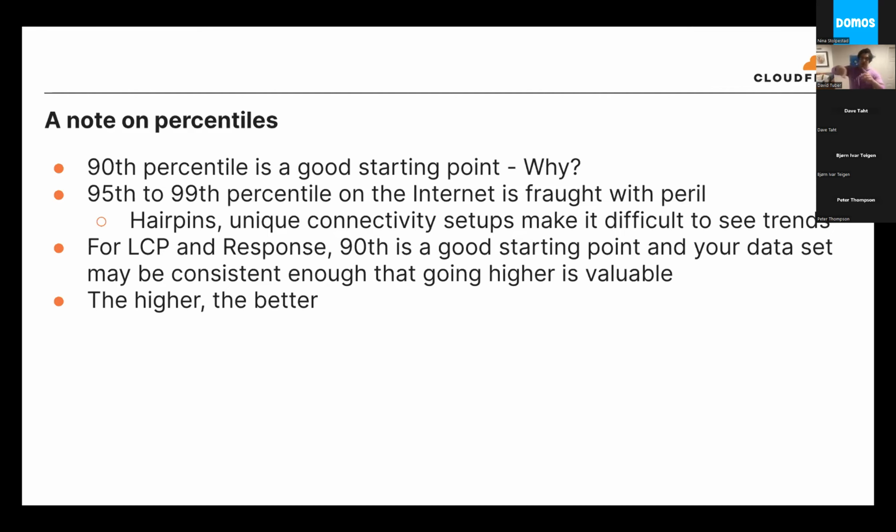And what you'll start to see is kind of an inflection point that basically means that we're starting to get into outlier territory. And you want to kind of stop measuring at that point and then just look at whatever percentile that is. The higher you can get, the better.